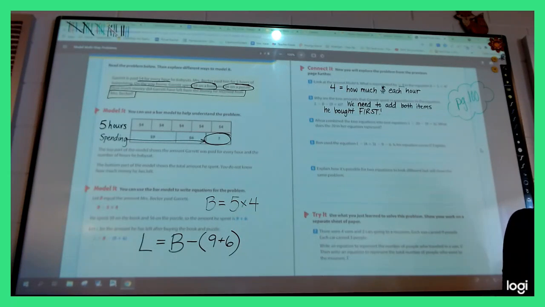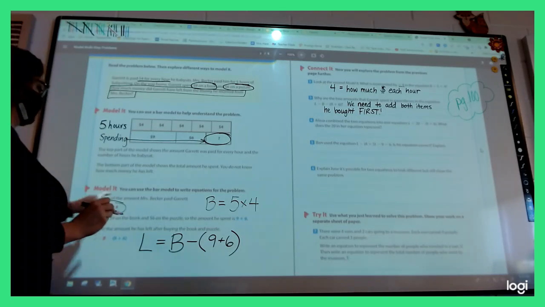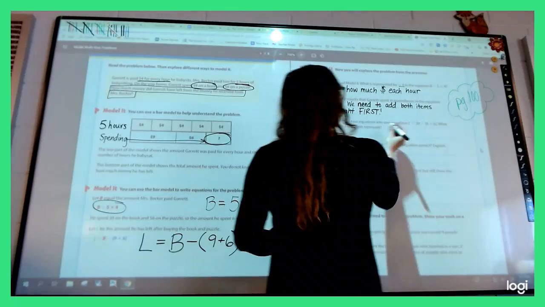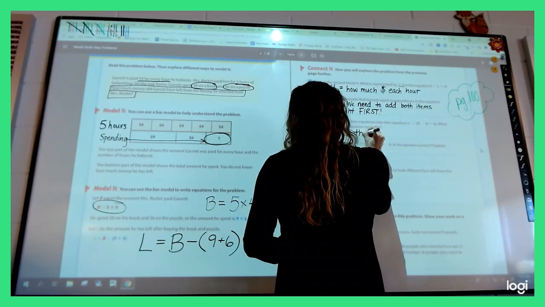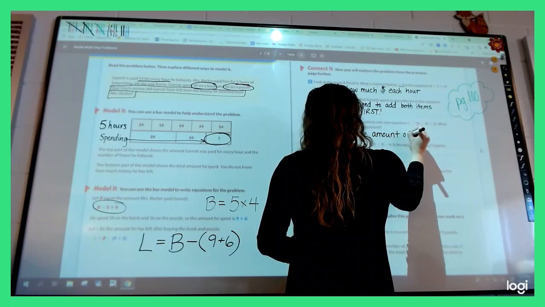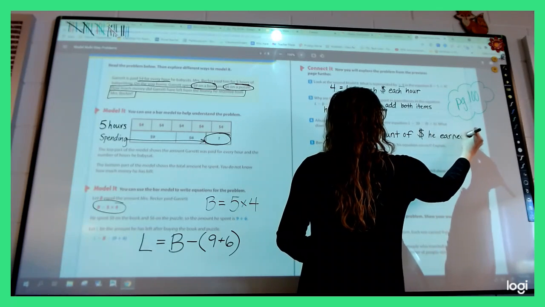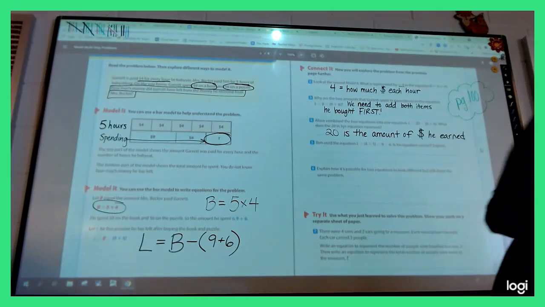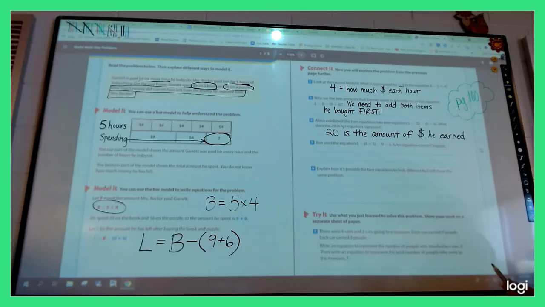Abby? How much money he earned every month. Exactly. So the 20, just like over here, B is the amount she paid Garrett. So 20 is the amount of money he earned. So instead of leaving it a B, like we had over here, she went ahead and filled it in. She knew that 5 times 4 would be 20.